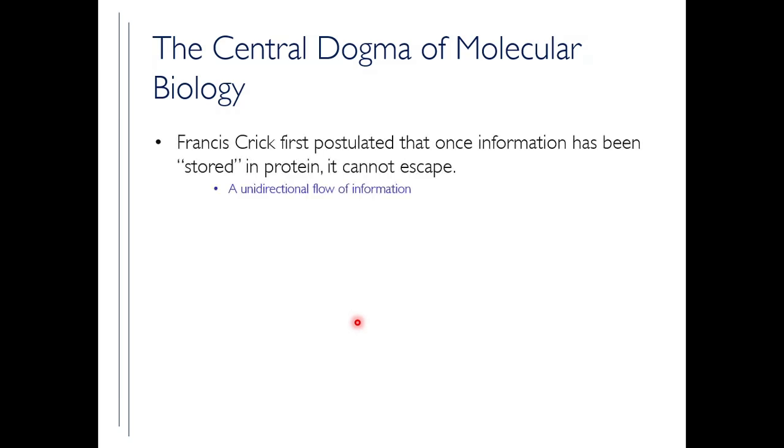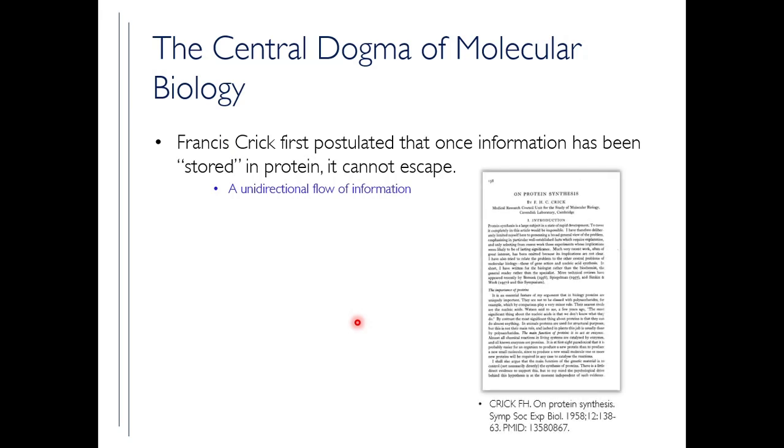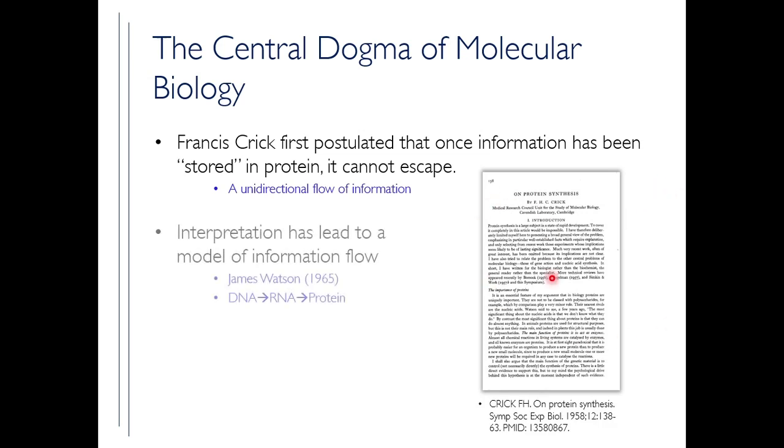So just to talk about the central dogma of molecular biology, this was first postulated by Francis Crick, and essentially what he said was that once information has been stored into a protein, once we've made protein from a gene, we can't then go back. It's a unidirectional flow of information. Again, this was published here in the 1950s, so do feel free to have a look at that if you wish.